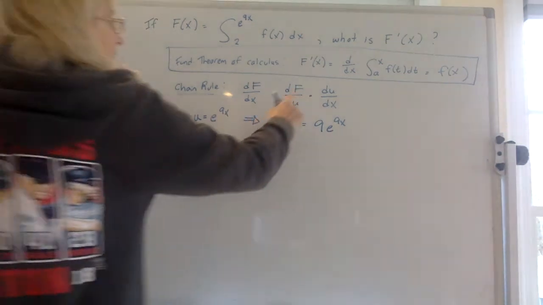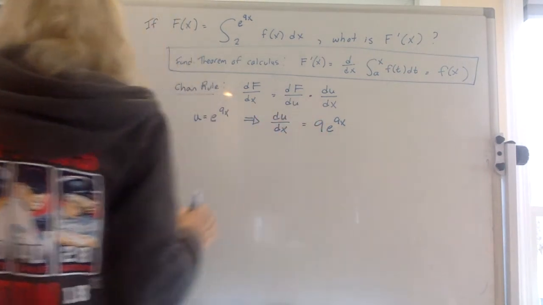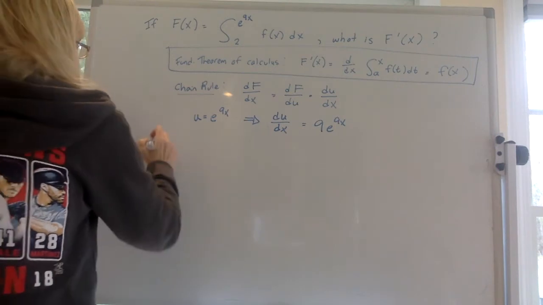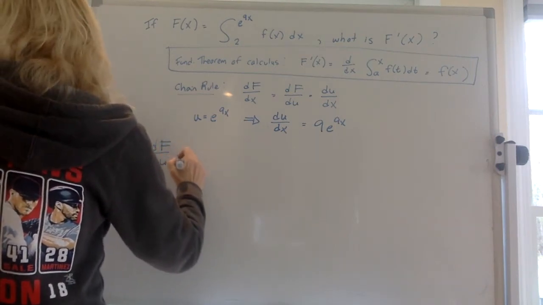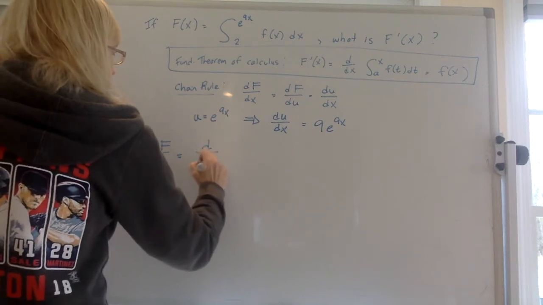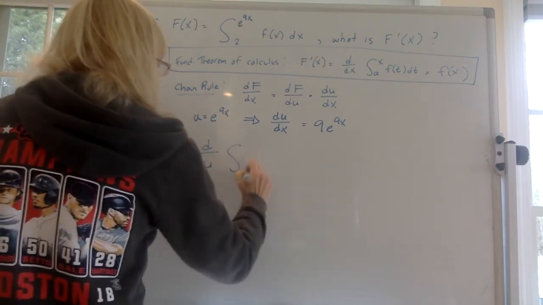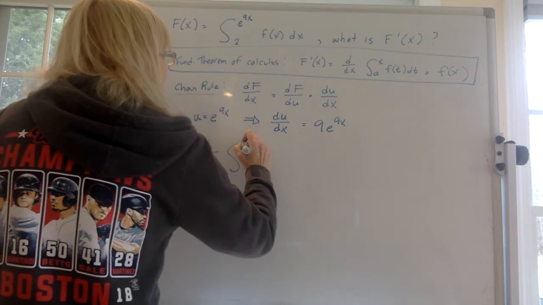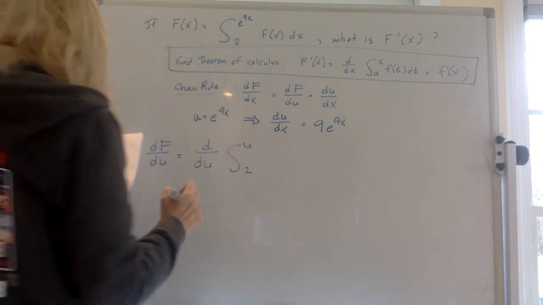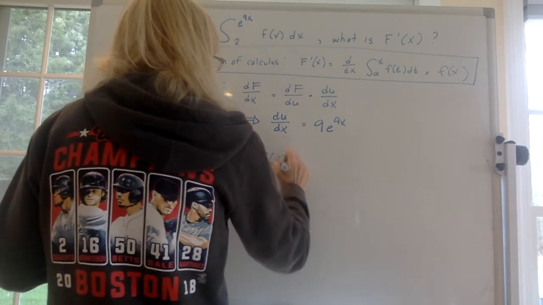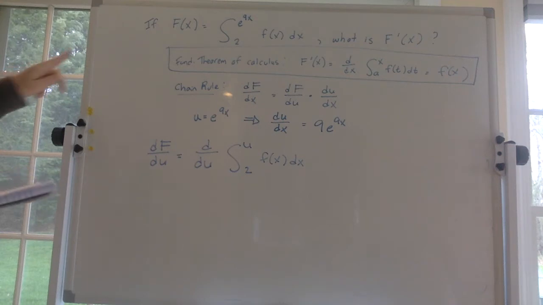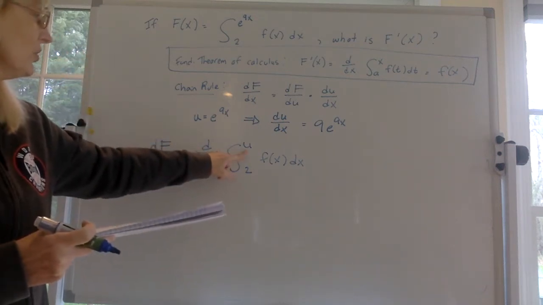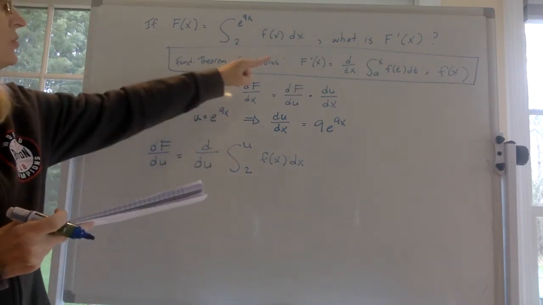Now we have to figure out dF du. Okay, we have to figure out dF du. So what is dF du? It's equal to this integral, but we're going to replace the e to the 9x with u. We still have f of x dx. There. Okay, so now we can use our fundamental theorem of calculus because we just have a plain u there, right? We can use that.